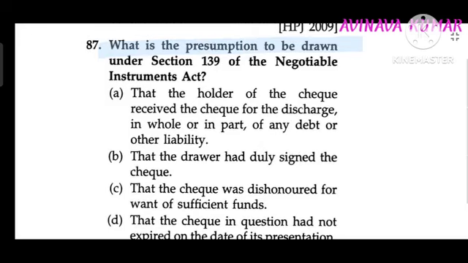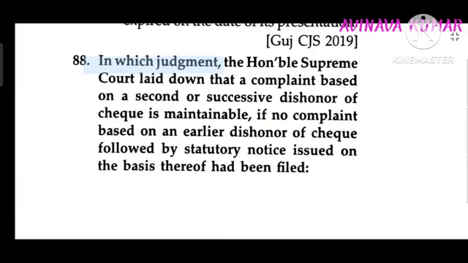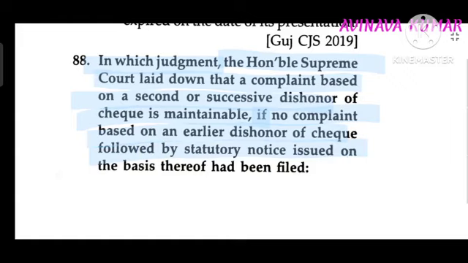What is the presumption to be drawn under Section 139 of Negotiable Instrument Act? That the holder of the check received the check for the discharge in whole or in part of any debt or other liability. In which judgment did the Honorable Supreme Court lay down that a complaint based on second or successive dishonor of check is maintainable, if no complaint based on earlier dishonor of check, followed by statutory notice, had been filed?